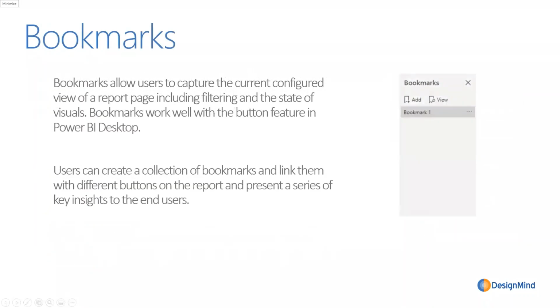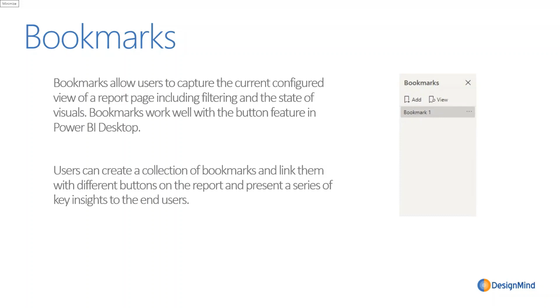So the next one we're going to talk about is bookmarks. Bookmarks in Power BI allow developers to capture the current configured view of the report page, which includes filtering and the state of visualizations. This means that you can select the bookmark and see the page with the state that you have saved. Please keep in mind that a bookmark is not a screenshot, but rather it will be saved as an interactive Power BI report page with the current state saved as it is.